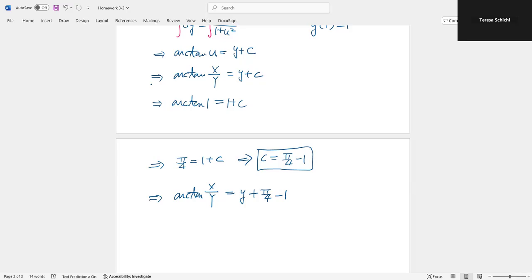Right, so then let's make sure I did not do anything silly. So arctan u is y plus c, so it's 1 plus c. That's right, so c is pi over 4 minus 1. Okay, so this will be my final answer for my differential equation.